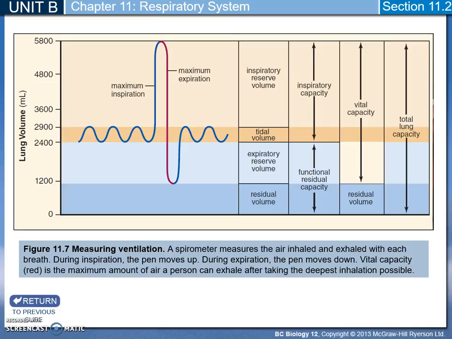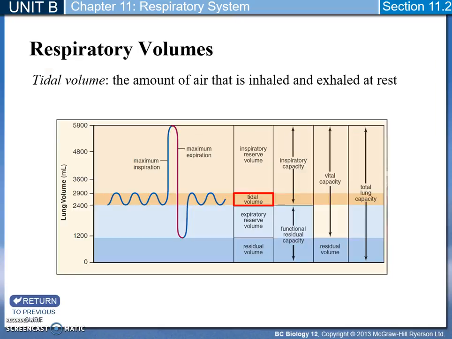Notice also that there is a residual volume. You cannot ever actually remove all of the air from your lungs. It's physically impossible to do that. There is always a residual volume there which you cannot forcibly remove from the lungs. So the total lung capacity includes the vital capacity and the residual volume. We'll look at these each individually.